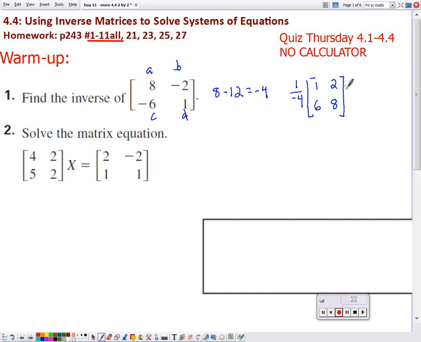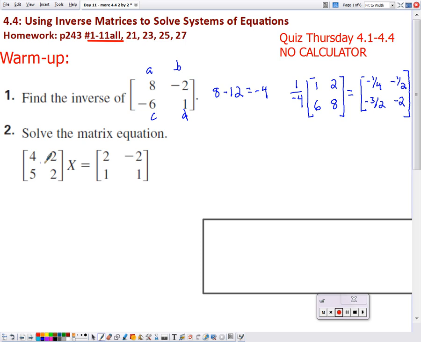When I distribute the 1/4, I find the inverse of this matrix is negative 1/4. Negative 1/4 times 2 is negative 1/2. Negative 1/4 times 6 is negative 3/2, and negative 1/4 times 8 is negative 2. Because I'm not going to use the inverse to immediately solve something, I am going to reduce all of my fractions.